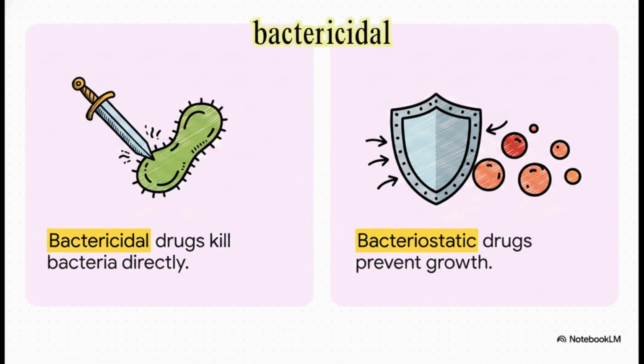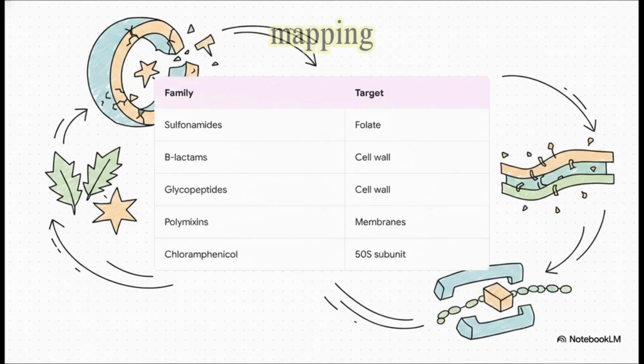When we deploy these selectively toxic weapons, they generally fall into one of two camps. First, we have bactericidal drugs. These are the assassins, right? They kill bacteria directly. Penicillins are your classic example here. On the flip side, we have bacteriostatic drugs. Now, these don't kill the bacteria outright. Instead, they prevent them from growing and replicating. Tetracyclines do this. This distinction is foundational, so definitely note it down. But remember, the ultimate clinical success usually depends on the patient's own immune system swooping in to mop up those weakened bacteria.